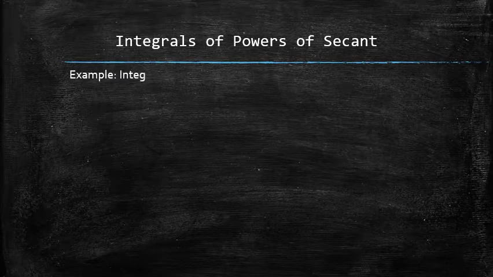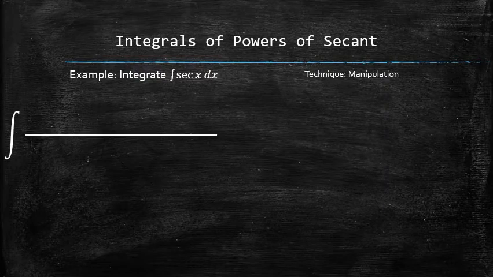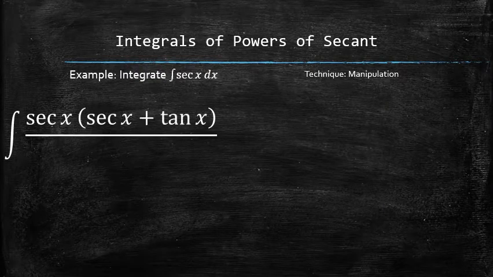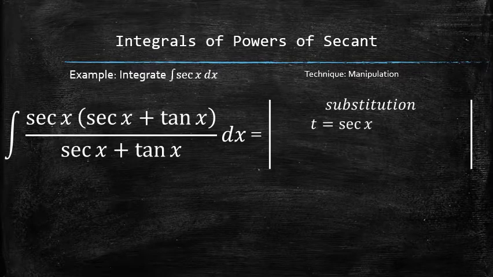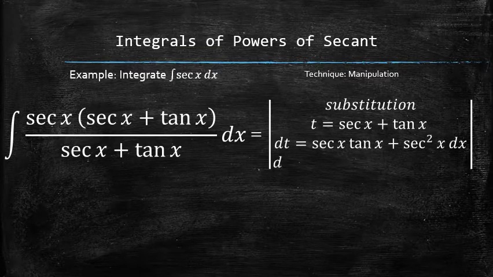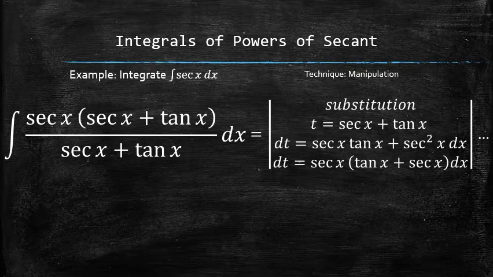Let's find the general antiderivative of secant function. Using an interesting manipulation, we are going to multiply and divide the integrand by the sum of secant x and tangent x. Then we set up the substitution by setting a new variable, let's say t, equal to the sum of secant and tangent, and finding the differential of t, which turns out to be a nice expression.